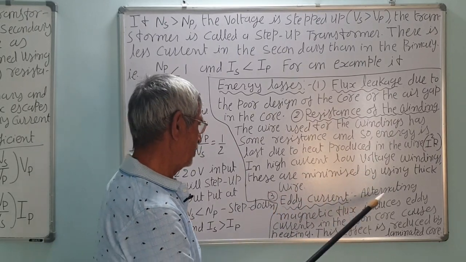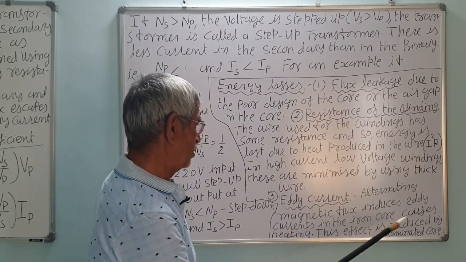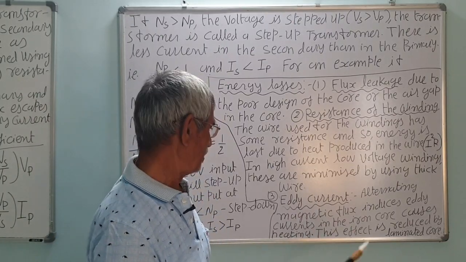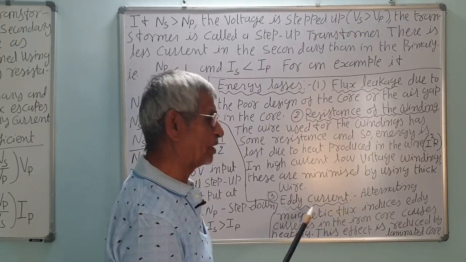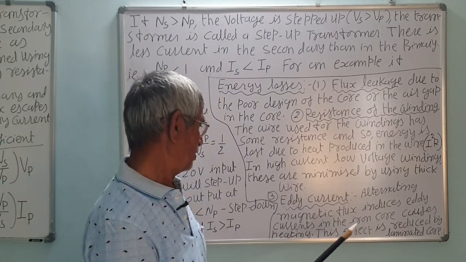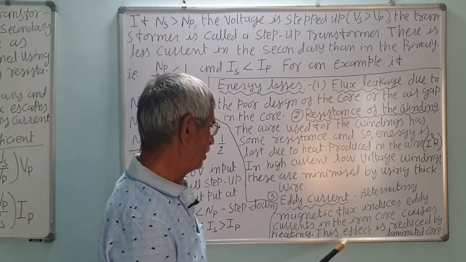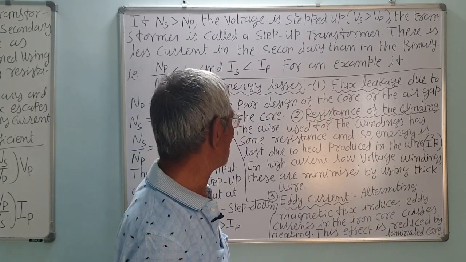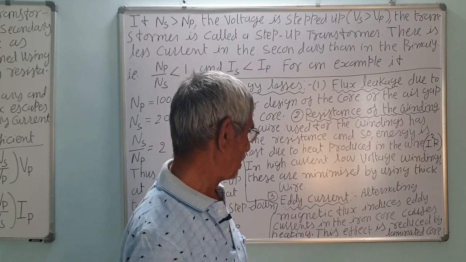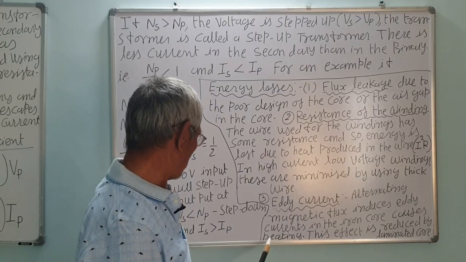Third, eddy currents. Alternating magnetic flux induces eddy currents in the iron core, causing heating. They are whirlpool type currents, and they cause heating. They have some important uses also, that is not in your course, but here they are unwanted. The eddy currents produce heat and there is a loss. This effect is minimized by using a laminated core, that is, the iron core is laminated to minimize this. Here there is no space, so I have not written it, I will speak.